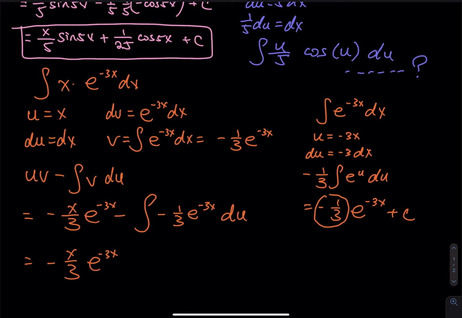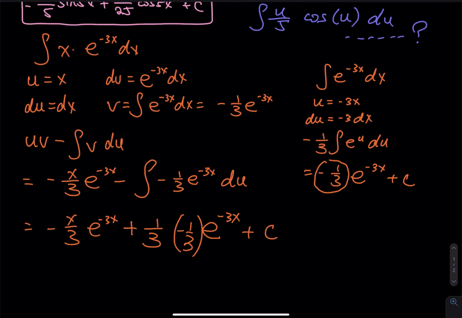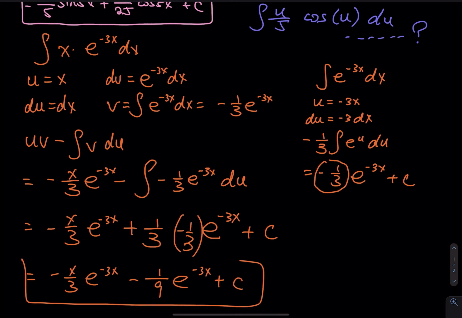And then we have a minus, which becomes a plus 1/3. You integrate that, so that is e to the negative 3x again, which produces a negative 1/3 in front of the e, and then you plus c. Again, do this in one step. It just takes a little bit of practice. You can do it. And then negative x over 3 e to the negative 3x minus 1/9 e to the negative 3x plus c, and this is your final answer.